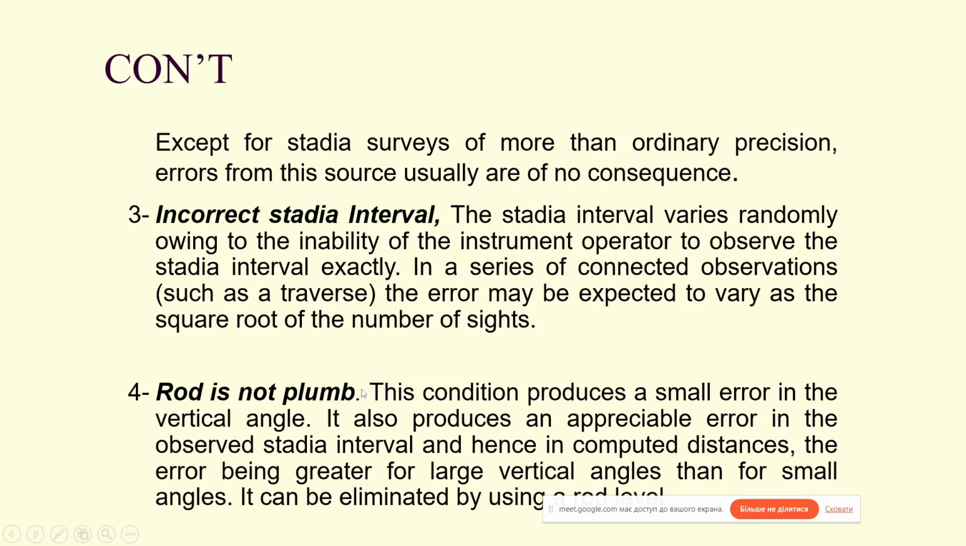Rod is not plumb, not vertical. This condition produces a small error in the vertical angle. It also produces an appreciable error in the observed stadia interval and hence in computed distances. The error is greater for large vertical angles than for small angles. It can be eliminated by using a rod level.